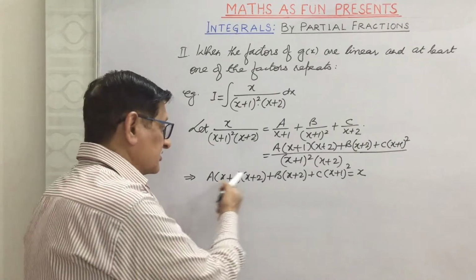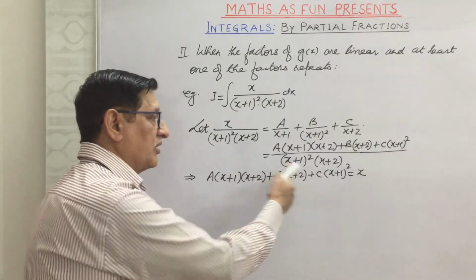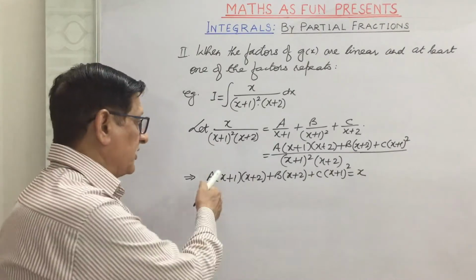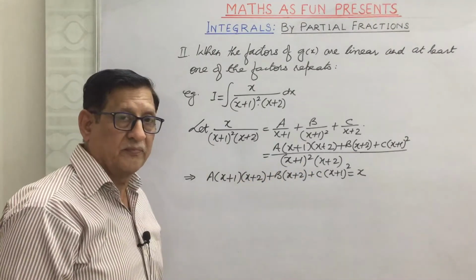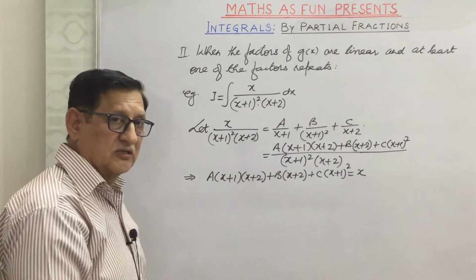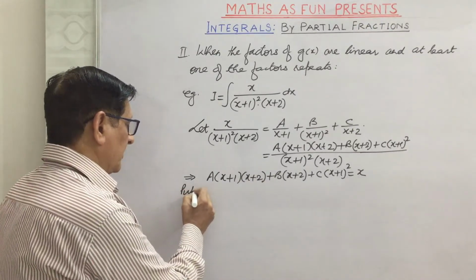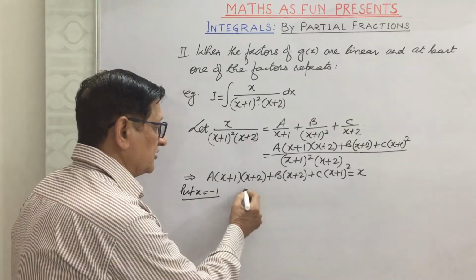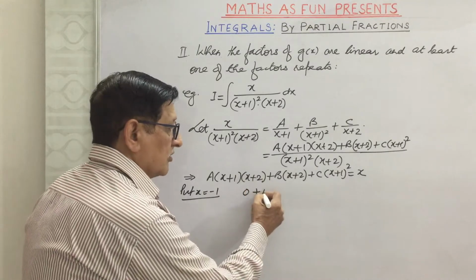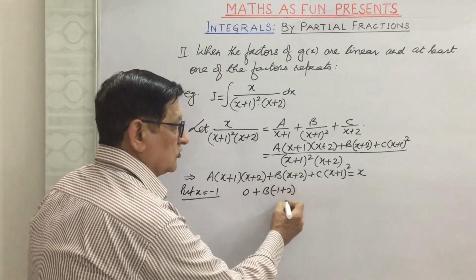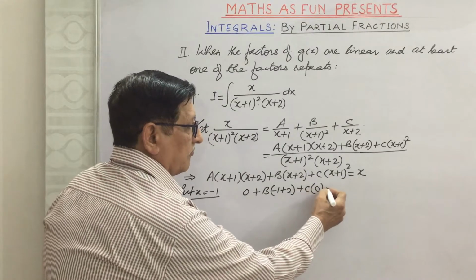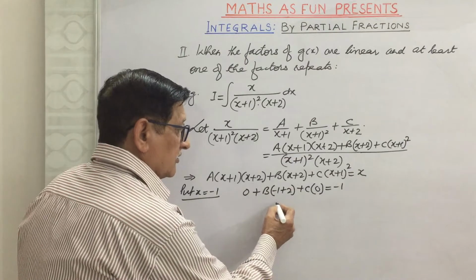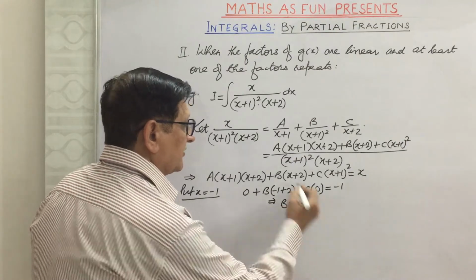And now from this equation we have to find out the values of a, b and c. That we can do by substituting some values to make one of the parts 0. For that we will put x is equal to minus 1 first. So we write here, put x is equal to minus 1. We get this part as 0. This part is b into minus 1 plus 2, c into 0, and equal to minus 1. From this we get the value of b as minus 1.